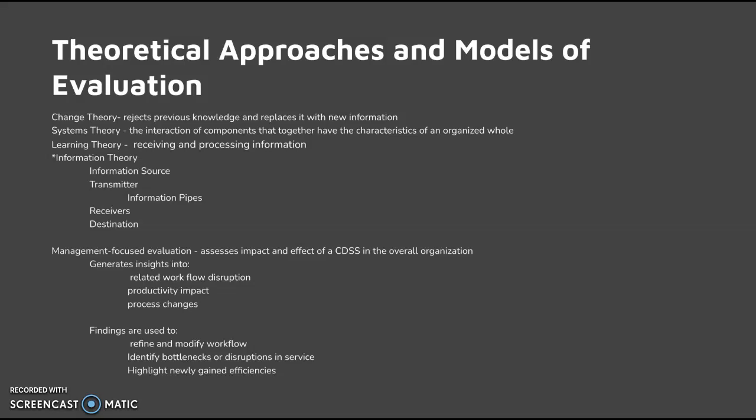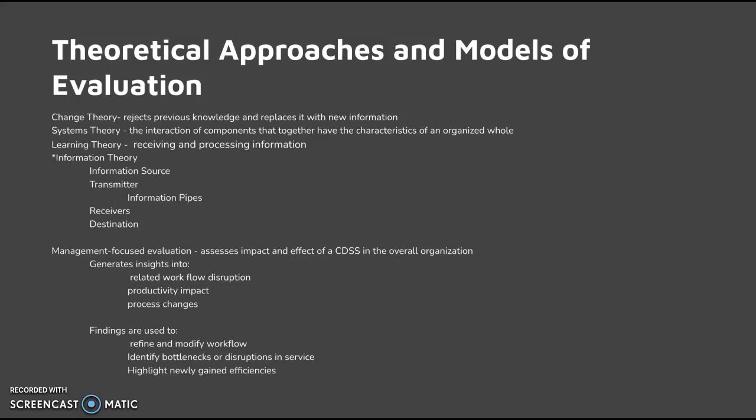So let's look at these four theories. The theories are change theory, systems theory, learning theory, and information theory. Change theory rejects previous knowledge and replaces it with new information. Systems theory is the interaction of components that together have the characteristics of an organized whole. And learning theory is receiving and processing information. And finally, information theory is a theory that looks at communication and looks at the information source.